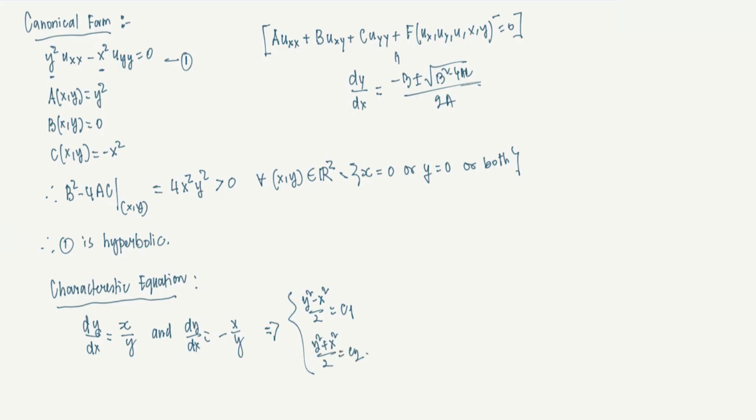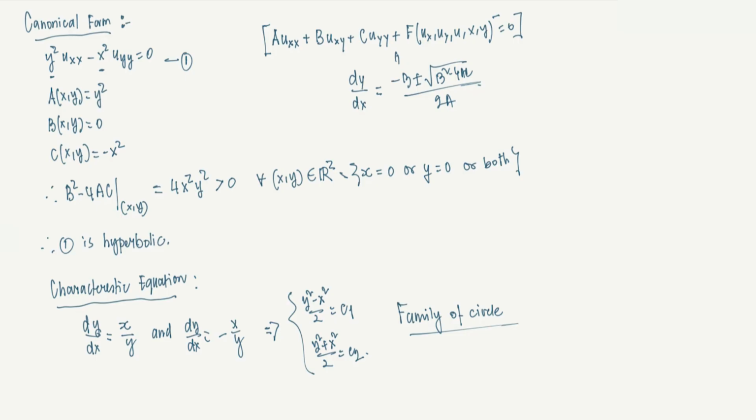Okay. So we have two families of circles. These are the families of circles. This solves the characteristic equation, and these are called characteristic curves. Now the thing is this: what is so important about this? Why is this important?